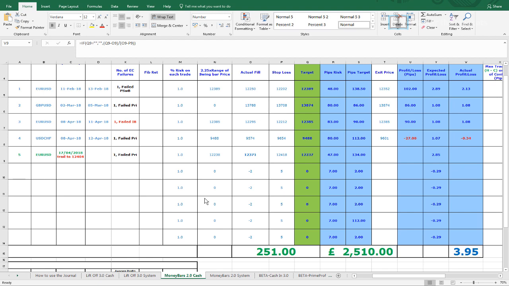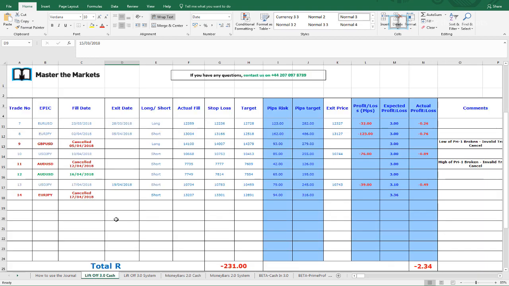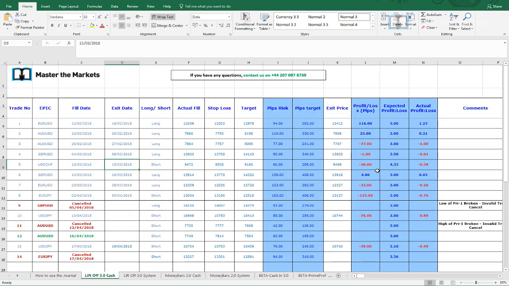And before I conclude on this video, what I'd also like to do, of course, is just show you one other trading position that we are running, and this is Liftoff 3.0 Cash. And Liftoff 3.0 Cash, you can see, is currently actually in a loss. This model is currently in a loss at this time of minus 2.34% over the year so far. And that's important to know.